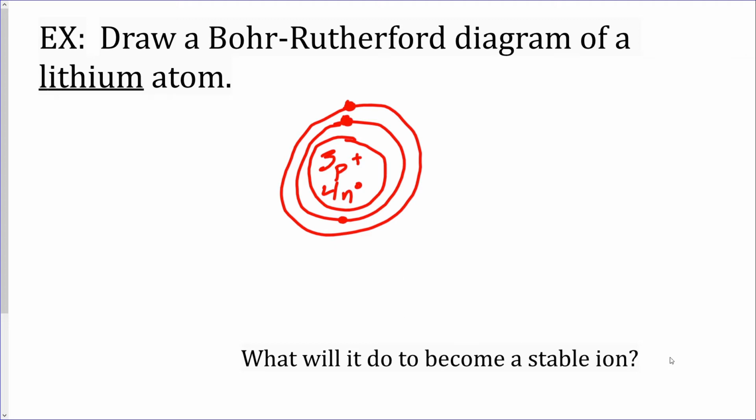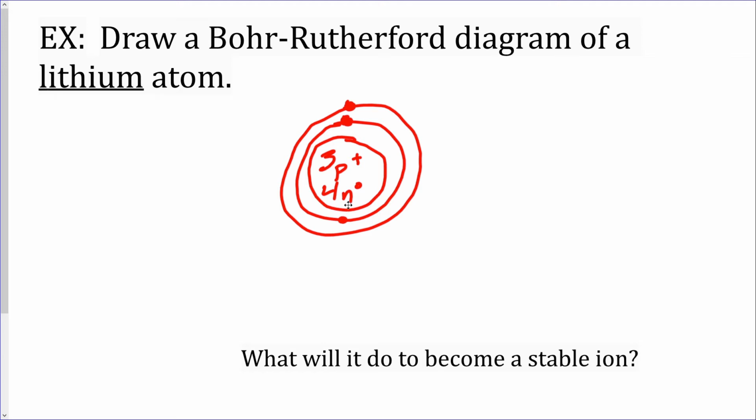All right, the question is, what will it do to become a stable ion? So it wants to have its outermost orbit filled. So in the second orbit, it can have up to 8. So what would it have to do? It would have to gain 7 to be filled. What's the other option, though, that it could do? It could lose this one, and all of a sudden it would just have 2 in the first orbit, and that first orbit would be filled. So what do you think it's going to do? Lose 1 or gain 7?